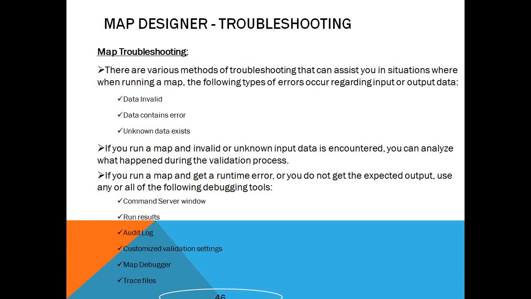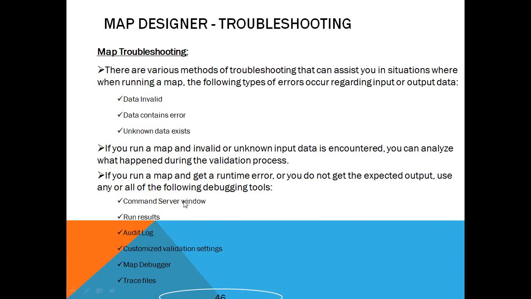Then, if you run a map and invalid or unknown input data is entered, you can analyze what happened during the validation process. That means by creating that case, you can find out what the problem is. If you run the map and get a runtime error or you don't get the expected output, use any of the following for debugging. Suppose your map completes successfully, but you are not receiving the expected output. By using these things, you can debug it.